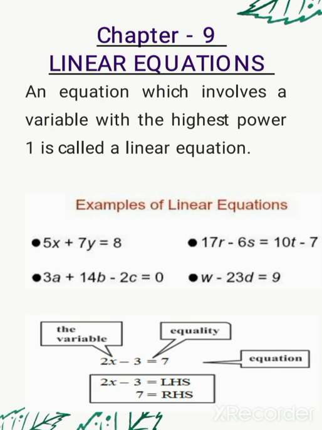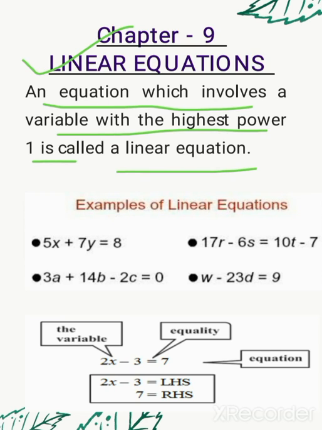Hello students, today we are going to start the next chapter of mathematics, chapter 9, linear equations. As it is written in the definition, an equation which involves a variable with the highest power 1 means any equation in which the highest power of the variable is 1, that equation is known as a linear equation.